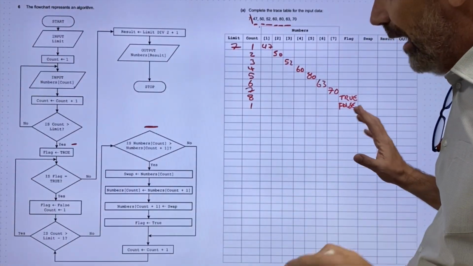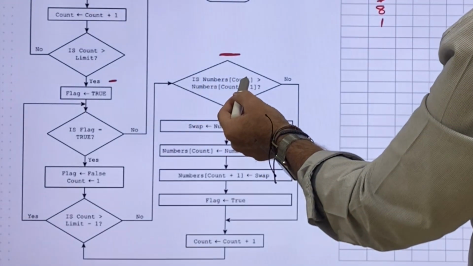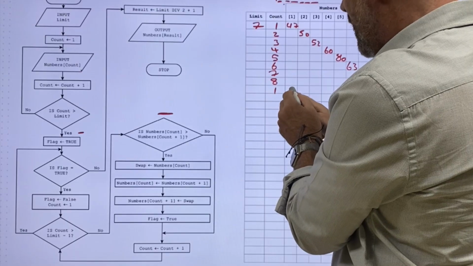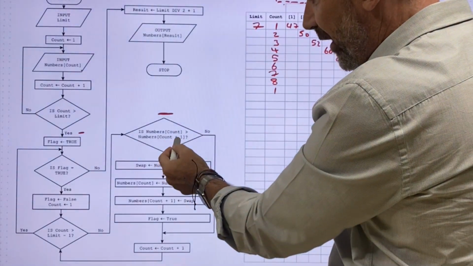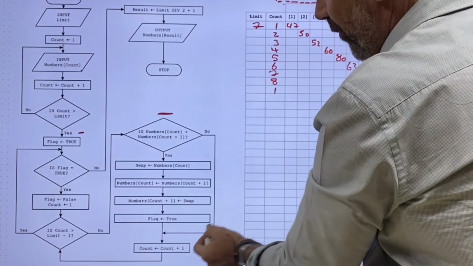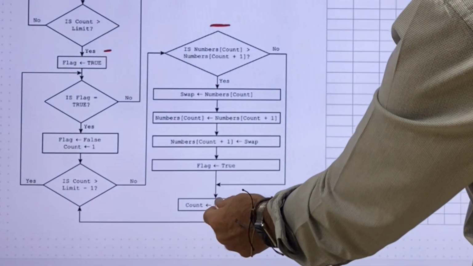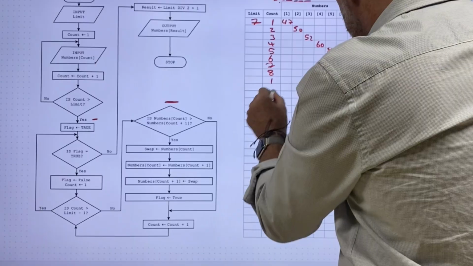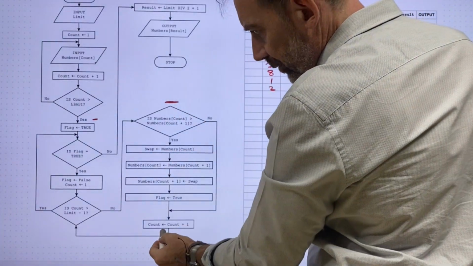Okay, so I'm here, I've got to put that marker. Is numbers count, 47, greater than numbers count plus 1? So is 47 greater than 50? No, it's not. So round to here, count has been assigned the value count plus 1. Okay, so it's 2. Looking at this, we're going back around.